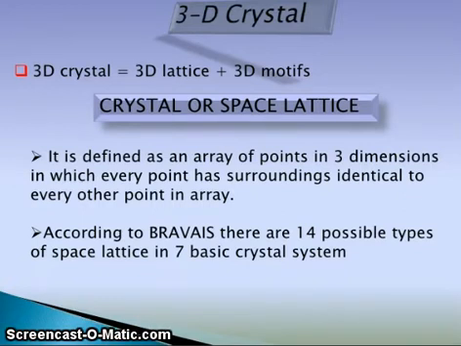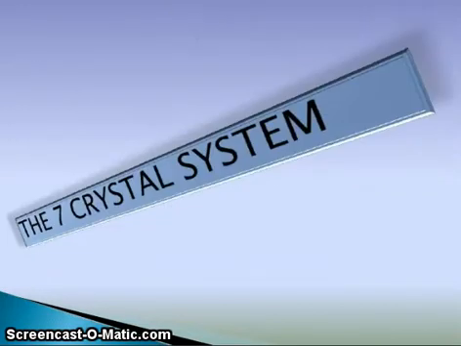Now friends, what is the crystal or space lattice? It is defined as an array of points in 3 dimensions in which every point has surroundings identical to every other point in the array. According to Bravais, there are 14 possible types of space lattice in 7 basic crystal systems.